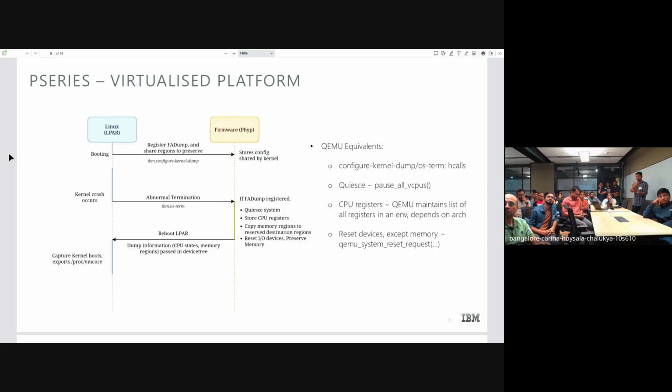The flow is the same that we saw in the previous diagram. Pause the CPUs, get the CPU registers, copy the memory regions to destination memory regions. This destination is basically the blue box again that we saw in the FADump.